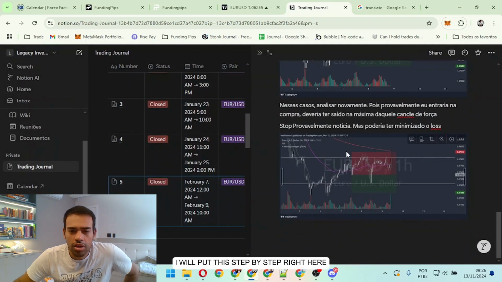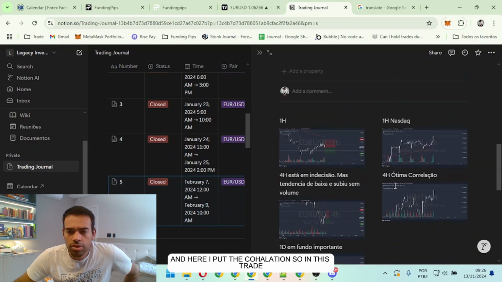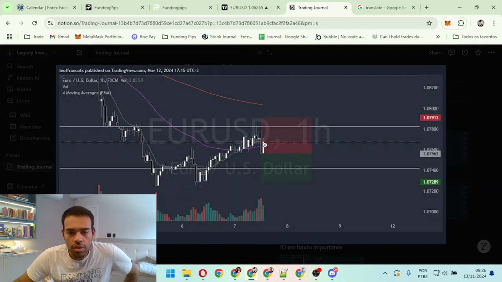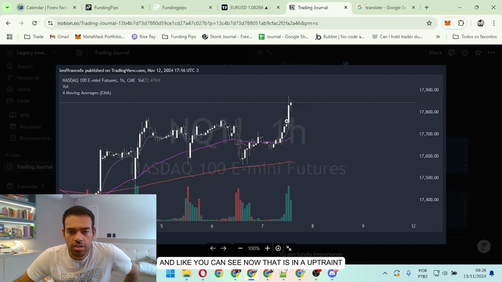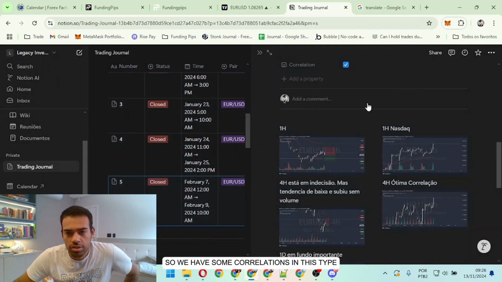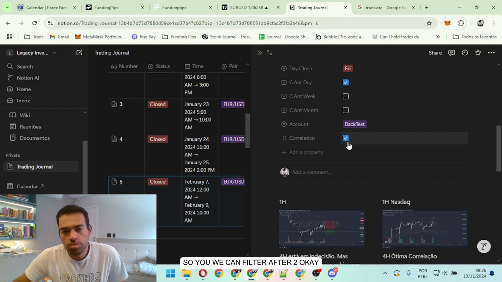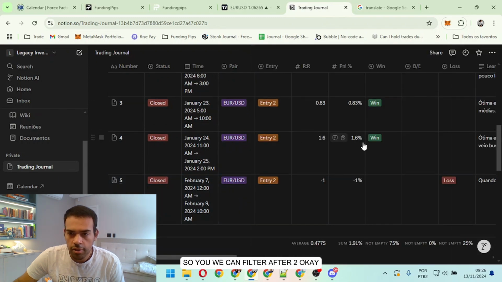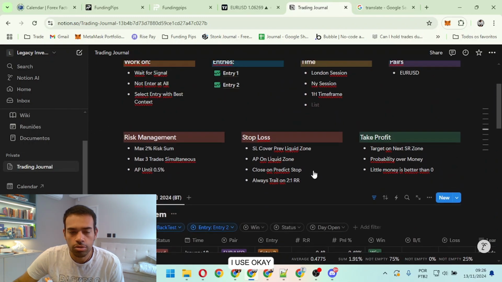So I will put this step by step right here, and here I put the correlation. So in this trade, I go short on Euro USD, and like you can see, Nasdaq is in an uptrend. So we have some correlations of this type. So I mark this checkbox right here, so we can filter after too. Okay, so this is my trading journal that I use.